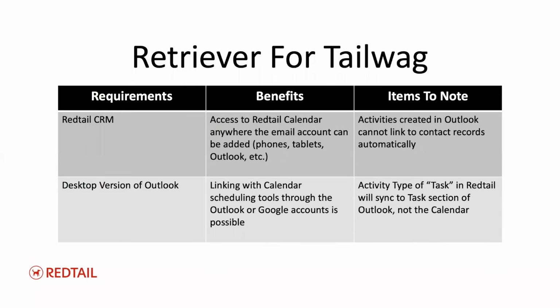Now, like I said, other important things we want to remember. Our second aspect would be that the activity type of task in Redtail will sync to the task section of Outlook. So this is kind of a glitch that comes up, but just keep in mind, if you are coding things as activities in Redtail and using Retriever for Tailwag, and you're coding them as tasks, they will come up as tasks in Outlook, not in the calendar. So we just need to be careful about our use of task specifically within Redtail if we're using Retriever for Tailwag.